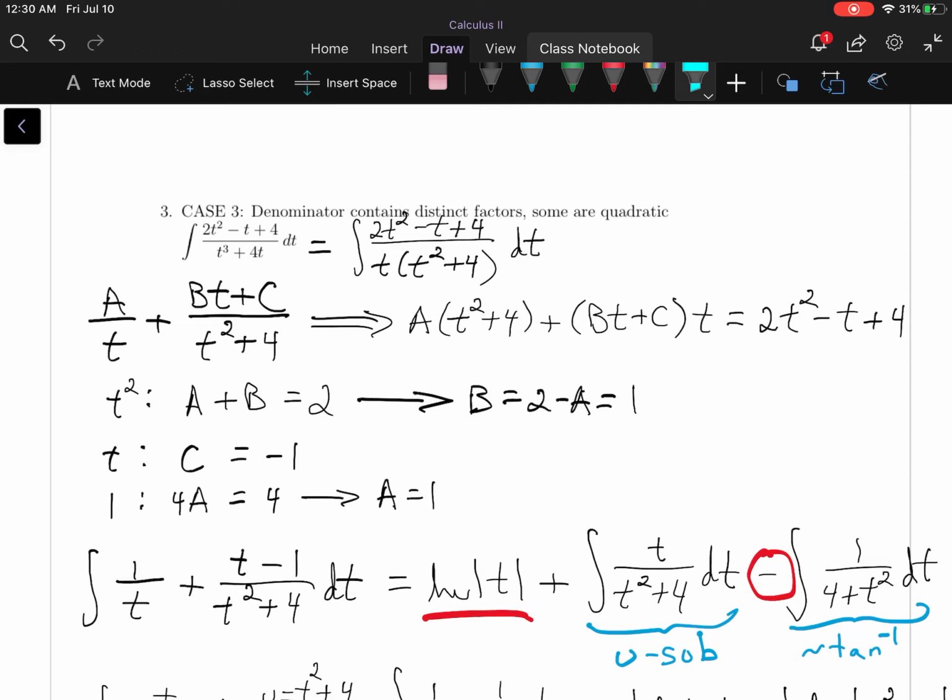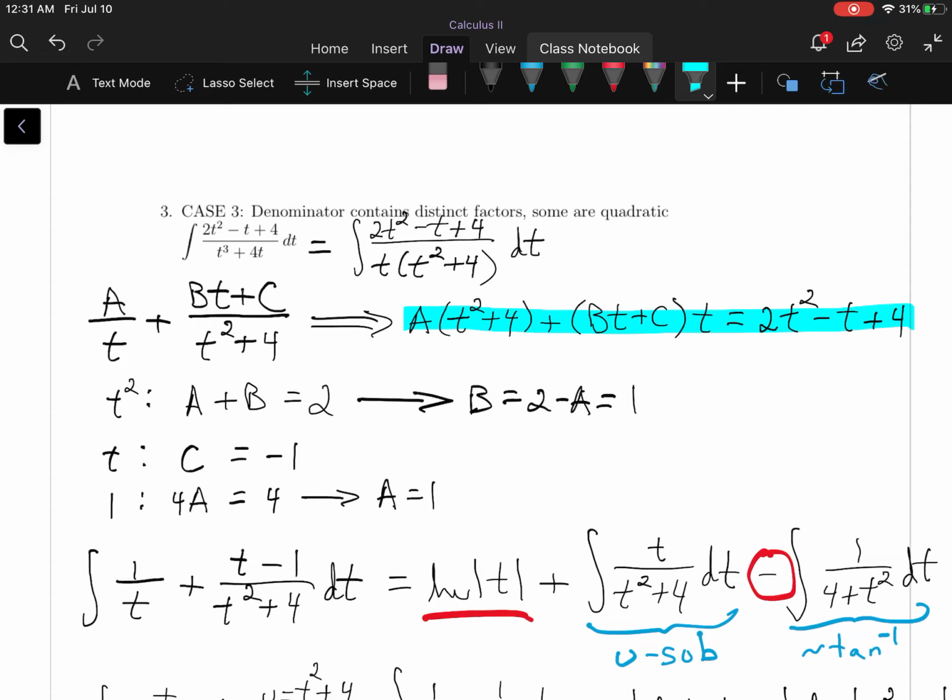Now, again, get a common denominator, set the numerators equal to each other, which is this line here, and then use either of the two techniques I demonstrated in order to solve for a, b, and c. In this case, I did what I did in the second case, which was I noticed that a plus b are the coefficients of t squared, and the coefficient of t squared on the right is 2. So that's my first equation. I noticed that the coefficient of t on the left is just going to be c, and negative 1 is the coefficient on the right, so they are equal. And the coefficient of the constant is 4a on the left and 4 on the right.